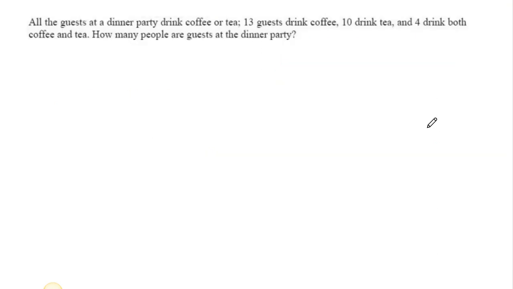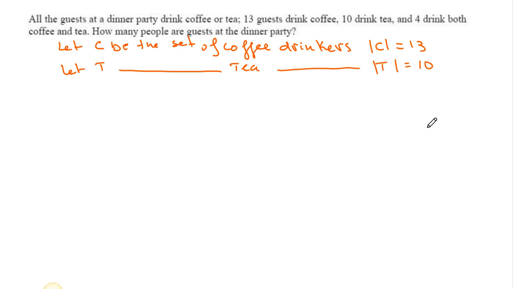Let's see this example here. All the guests at the dinner party drink coffee or tea. 13 drink coffee, 10 drink tea, and 4 drink both coffee and tea. How many people are guests at the dinner party? And here we're assuming everybody has to drink something. So here I'm still dealing with two sets, and I'm going to call them C and T. So the cardinality of C is 13 and of T is 10.